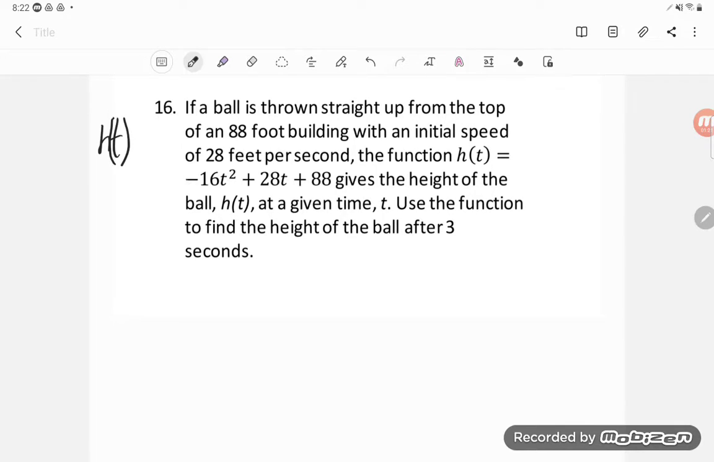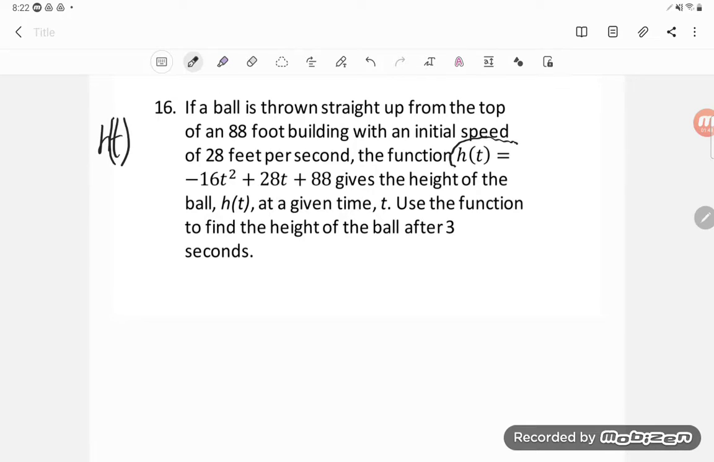So h of t equals negative 16t squared plus 28t plus 88 gives the height of the ball h of t at any given time t. Use the function to find the height of the ball after 3 seconds. Now, most students have shut down already and freaked out and said, no wonder I'm never going to pass this test, and gone home to cry. But someone who's pretty familiar with math is actually cheering right now because this is a lot easier than it looks. Let me tell you why.